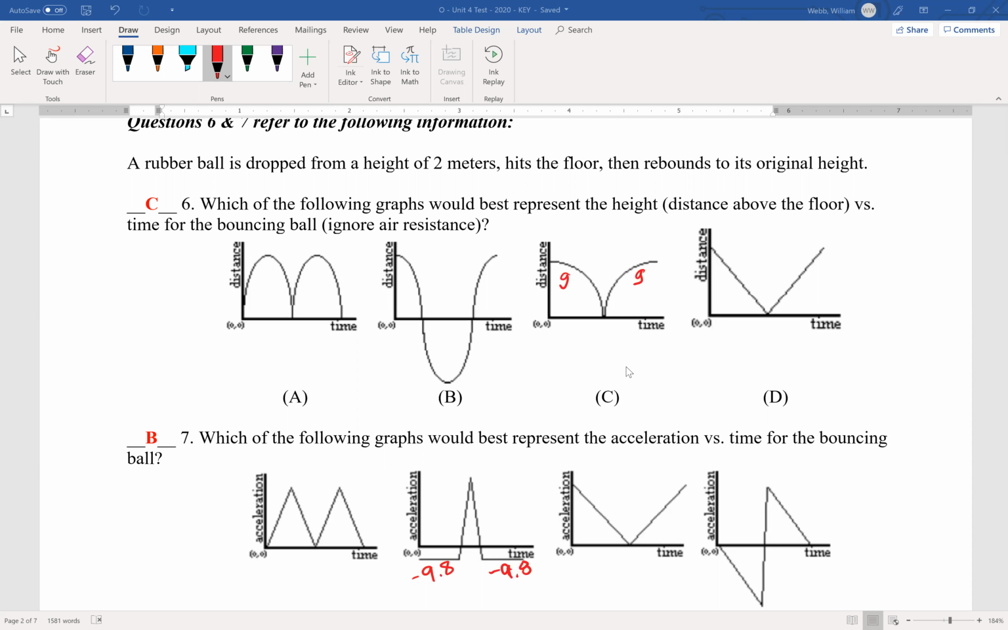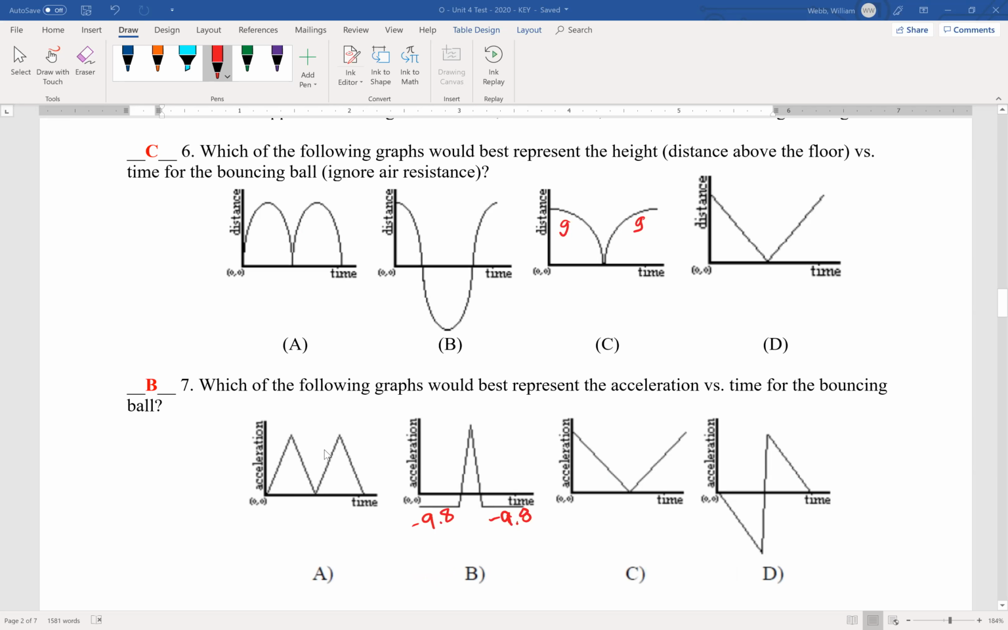And understanding that also helps you understand how to answer 7. Which of the following graphs best represents the acceleration versus time? Well, it's the acceleration due to gravity that's causing this speeding up and slowing down. And so before and after the bounce, it has to be negative 9.8. A, there is no negative. C, there is no negative. And D, it's only negative before the bounce. So B is the only one that shows it being negative before and after the bounce.